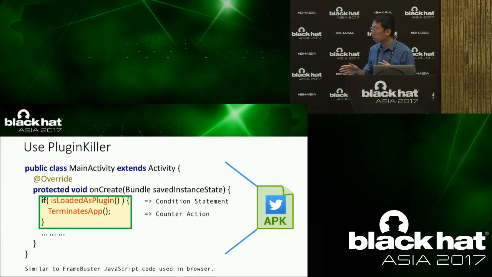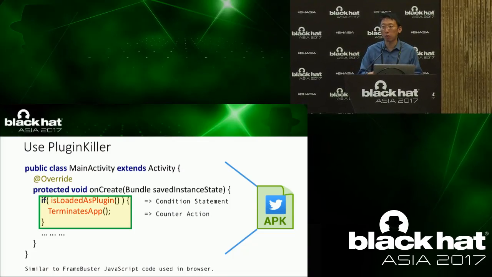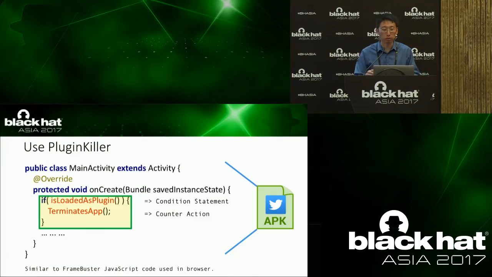To use our library, for example, if the Twitter app does not want to be the victim of the Dual Twitter malware, they can import our library and put these 3 lines of code at the beginning of their main activity. Basically, these 3 lines of code just invoke 2 functions which are implemented in our library. The first one is to detect whether the current running environment is virtual or not. The second is to terminate the app or alert users.